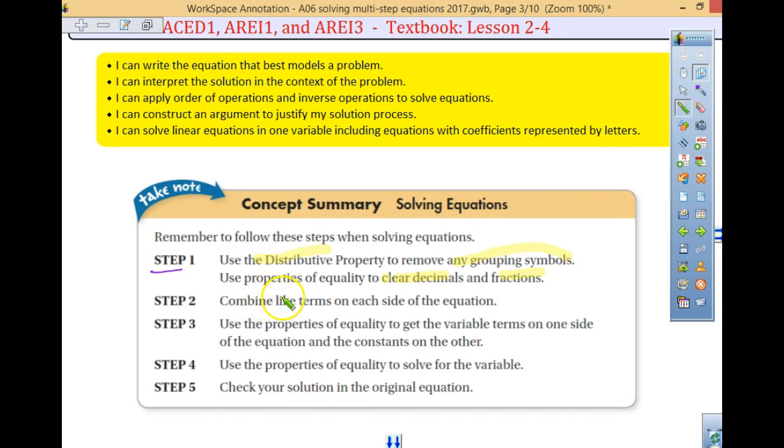When we look at combining our like terms, that's our next step. So after we've gotten rid of our parentheses, we might want to add our like terms, and that's usually on one side of your equation. Use your properties of equality. That's usually going to be addition and subtraction first, and then my last step is going to be to use the multiplication or division property, and then to check with the original.